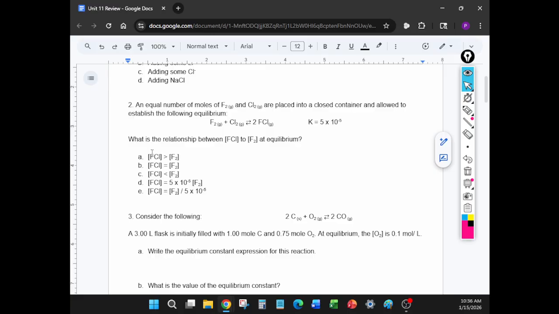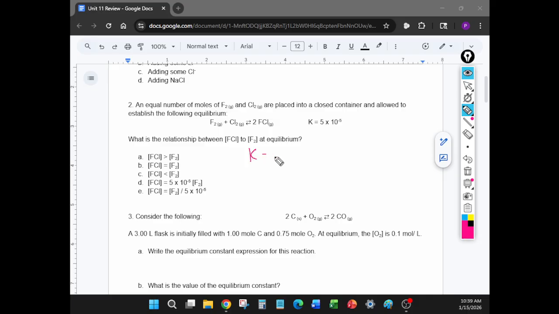This is framed a little bit weird, and the answers look a little bit complicated. But see if you guys can use the equilibrium constant to figure out which one of these options is correct. This is a multiple choice as well, so you're picking one of the 5. So take about 2-3 minutes, try it out, and then we'll go over it together. Okay, so we are looking for the relationship between FCl and F2. Okay, so we have the K value right here.